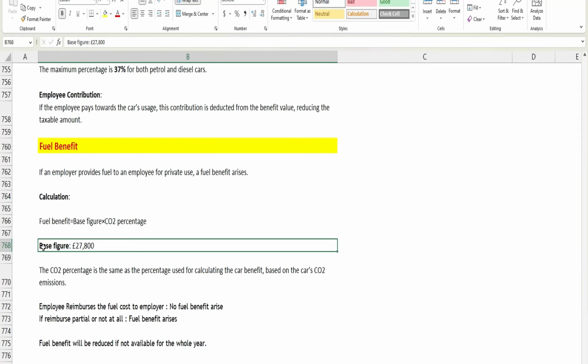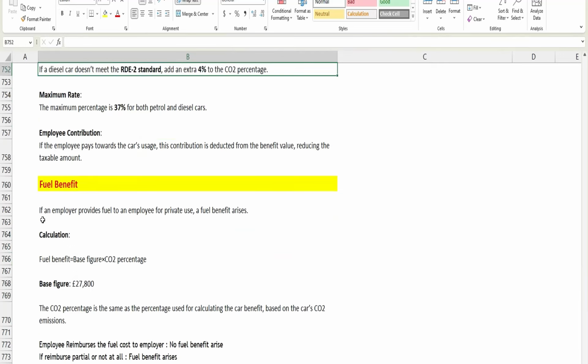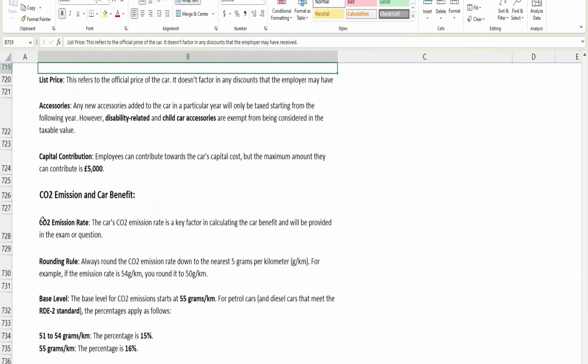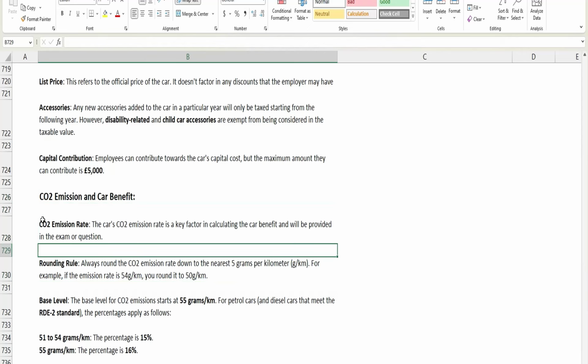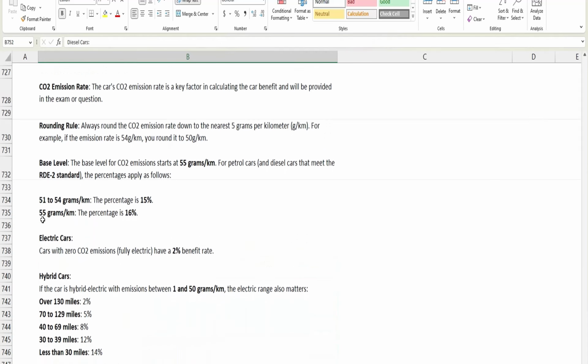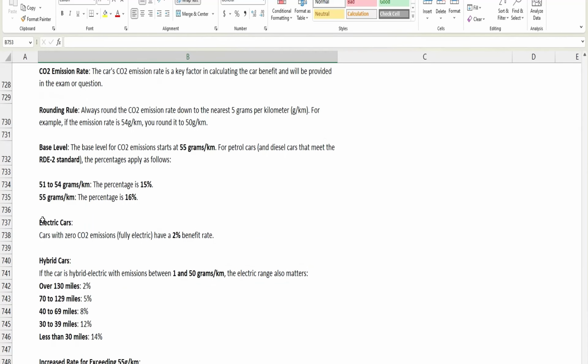It will be provided on the sheet given to you in the exam, so no need to mug up this figure. And regarding the CO2 percentage, it is the same as we did for the car benefit. And what did we learn in the car benefit? First, we need to identify whether it's a petrol one or a diesel one. In case of diesel, we need to determine whether it meets the RDE2 standard or not. If it meets the RDE2 standard, then it will be the same as the petrol car. But if not, then we will take an additional 4% from the petrol one.